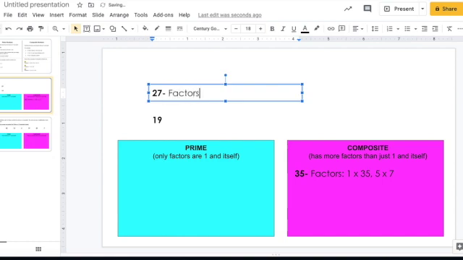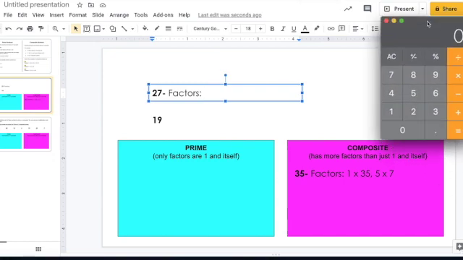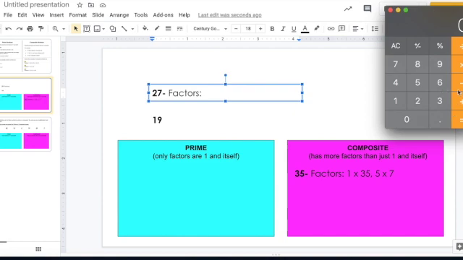And I want to think about, well, what are the factors of 27? So I just showed you the way that you can use a multiplication chart to see if there are factors of a number, but there is another strategy you can use. If you have a calculator, you can use this to try and see if there are factors of a number.